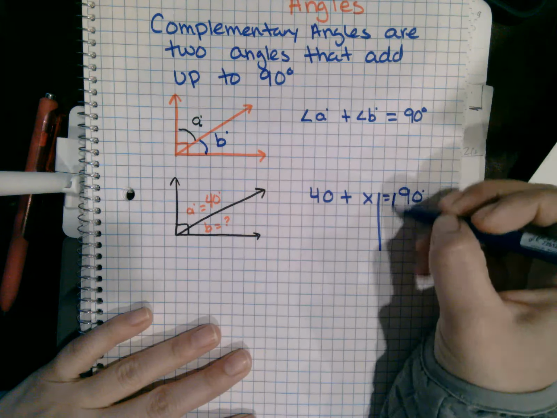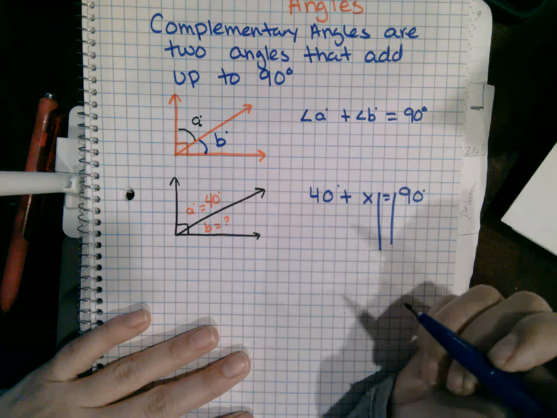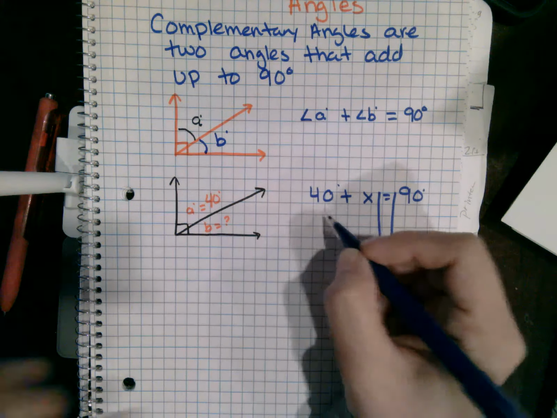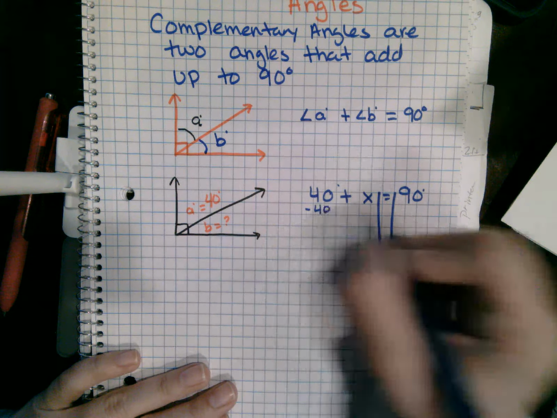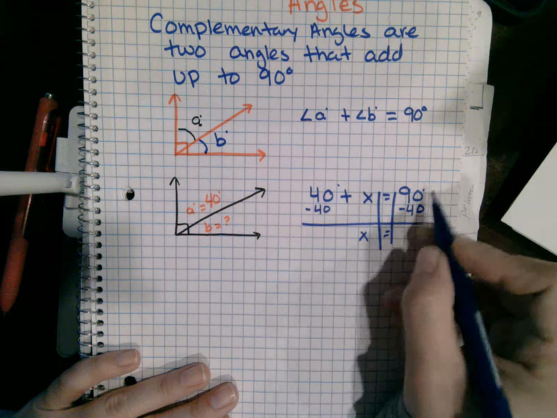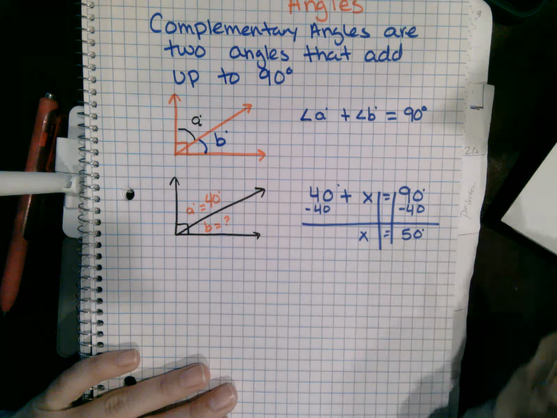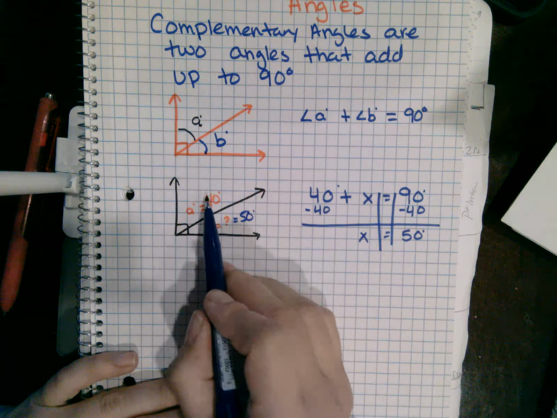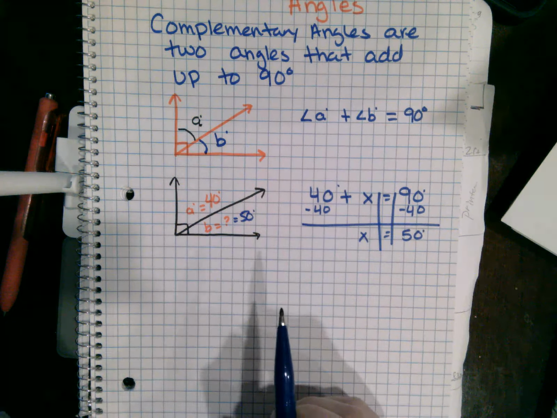So I'm going to draw my bars. Go ahead and work ahead of me. Get rid of this number by subtracting 40. Subtracting 40. X equals 90 minus 40 is 50. So this unknown angle is really 50 degrees because 40 plus 50 equals 90.